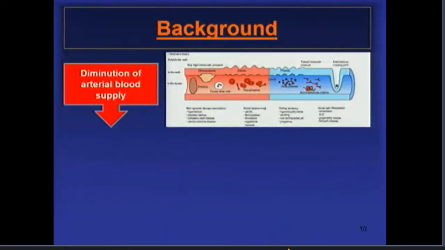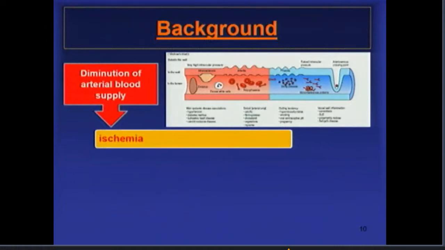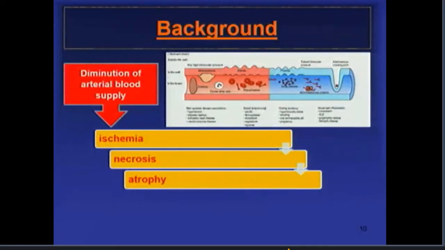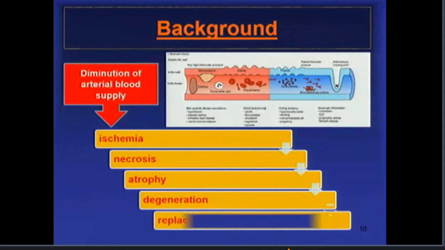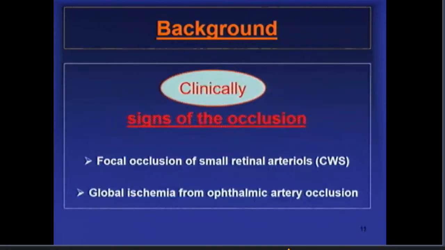So what usually happens when you have arterial occlusion? We start to have diminution of arterial blood supply, followed by ischemia, then necrosis, and then atrophy and degeneration. By the end, it leads to replacement with fibrosis. So this is the general sequence of any arterial occlusion.